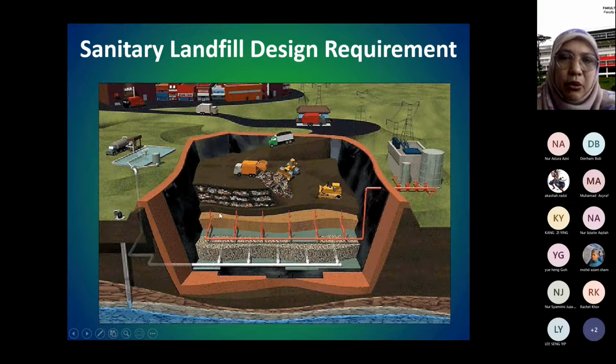And then we also need to collect gases, especially methane gas, the majority of the gas being released, and also carbon dioxide gas. It will be collected and transformed into renewable energy, so that the energy can be used by the community or even by the facility itself.